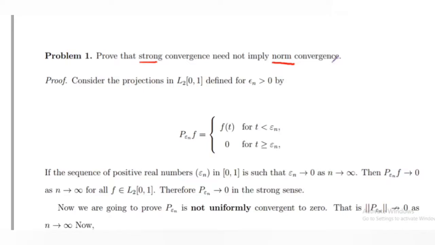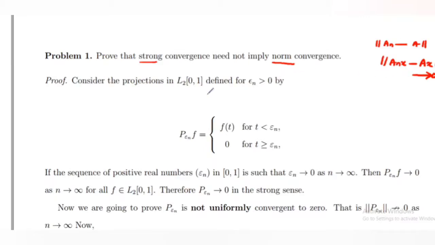For this, we have to prove: suppose there exists some sequence An such that for norm convergence, the norm of An minus A tends to 0; suppose An converges to A. This is norm convergence, and strong convergence means the norm of Anx minus Ax tends to 0 as n tends to infinity. So here we are going to prove Anx converges to Ax, but An does not converge to A. This is what we are going to prove.